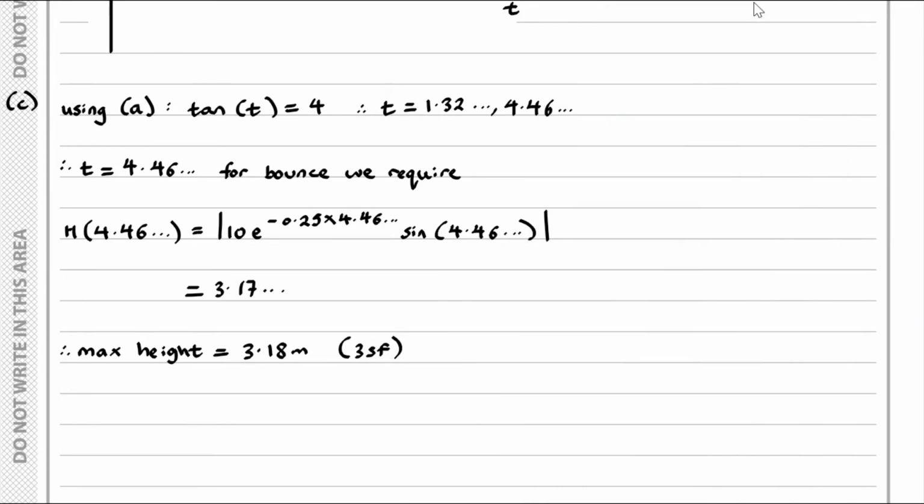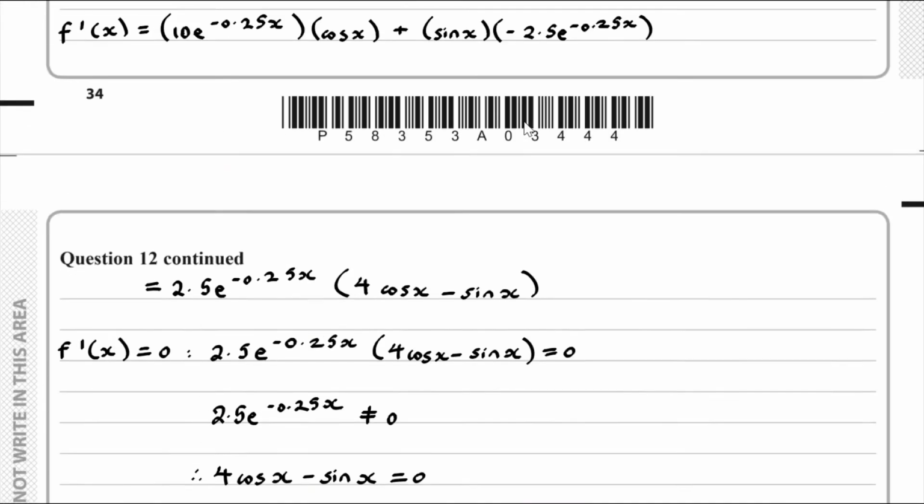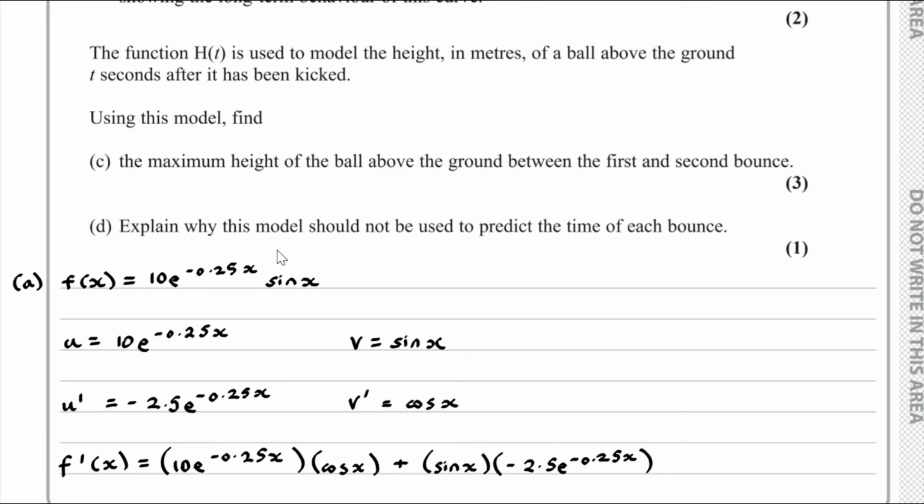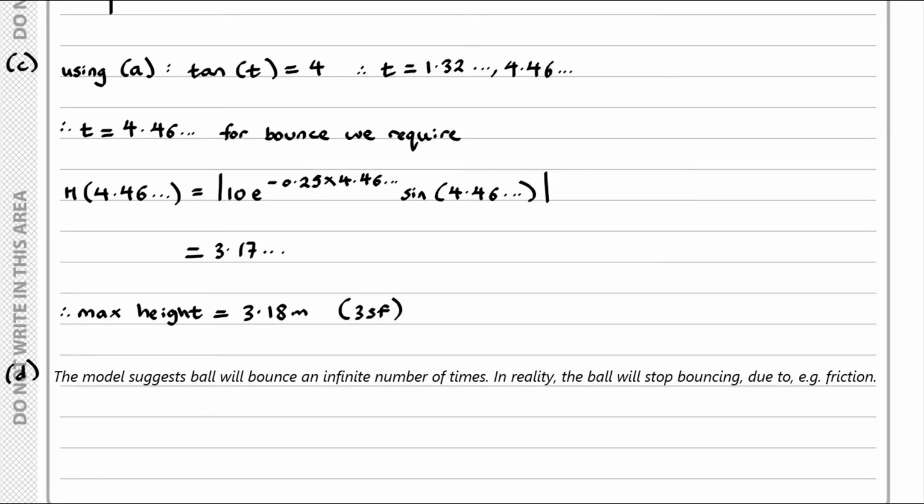And now for part D of the question, we have to explain why this model should not be used to predict the time of each bounce. Well, we have the following reason. The model suggests that the ball will bounce an infinite number of times, but in reality, the ball will stop bouncing because of the friction between the ground and the ball.